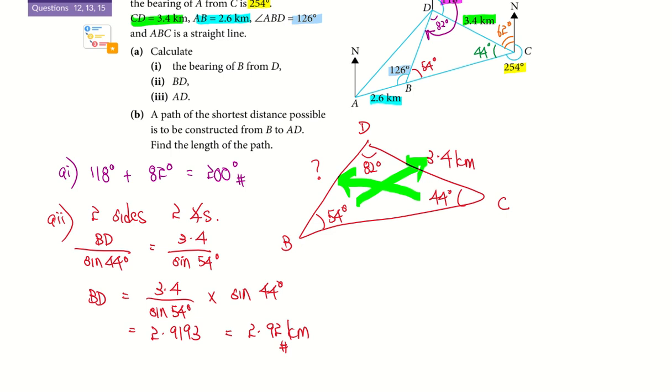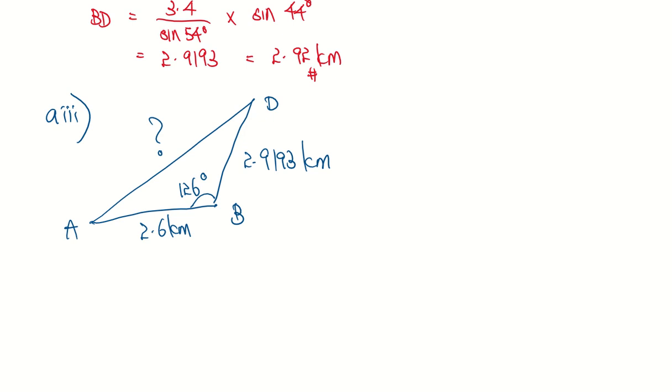Let me draw that out as well. After I draw the diagram out, it's pretty obvious. There are 3 sides and 1 included angle, and the side we want to find out is opposite the included angle. With 3 sides and 1 angle, we can make use of the cosine rule.